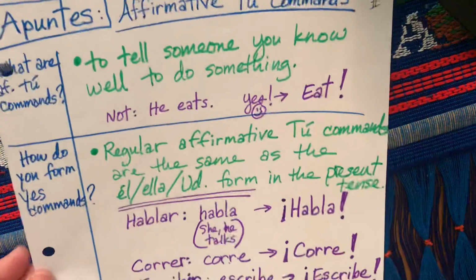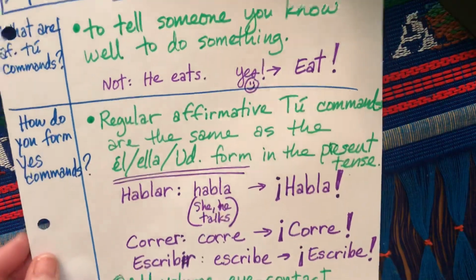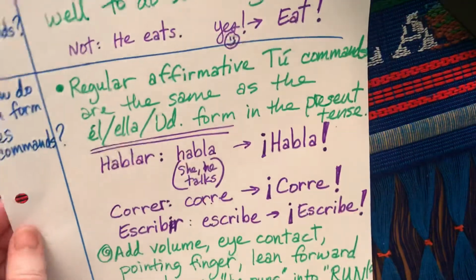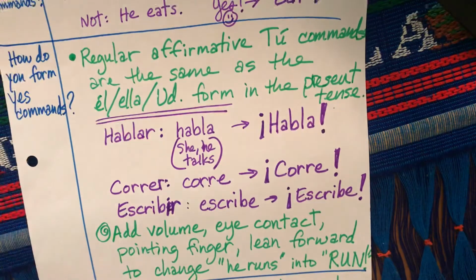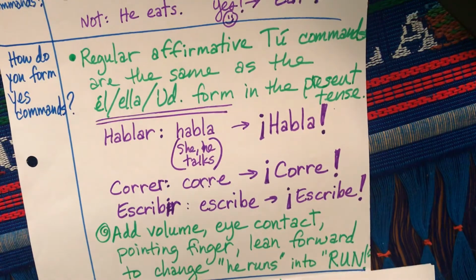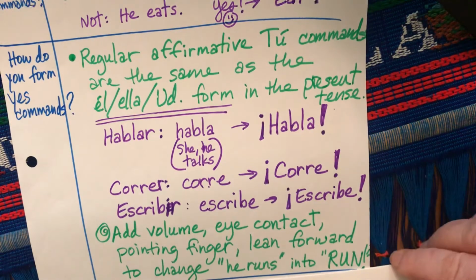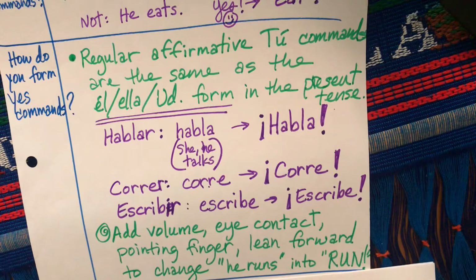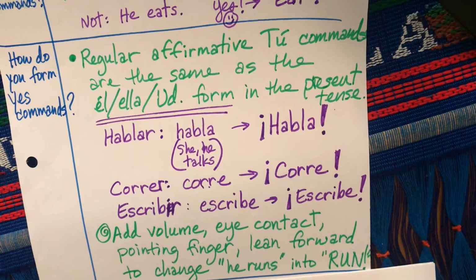All right, so you're going to add eye contact. Oops, I didn't realize that wasn't slid down enough. Okay. You're going to add volume, eye contact, pointing finger, lean forward to change he runs into run. So in English, we add he. In Spanish, you can just say corre, and if you say it calmly and quietly without pointing your finger, it means he runs. But if you go corre, corre, now it means run.